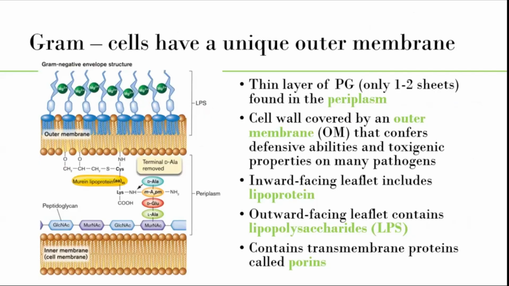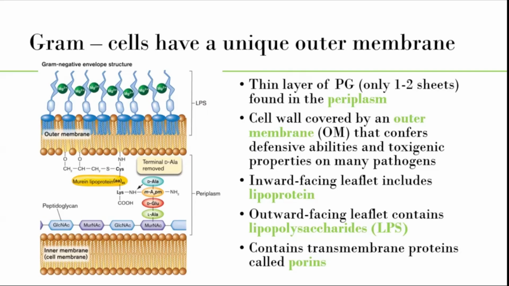So gram-negative cells have a very unique outer membrane. And this is kind of the fun part of gram-negative cells. They do have that periplasm. And we call this the inner membrane. The regular cell membrane is the inner membrane, and this one is the outer membrane. And there's 3 main structures in the outer membrane that you have to know: lipoproteins, lipopolysaccharide, LPS, and porins.